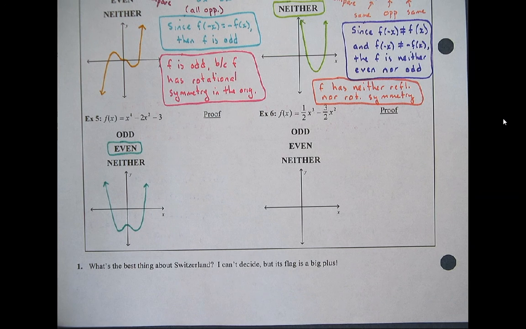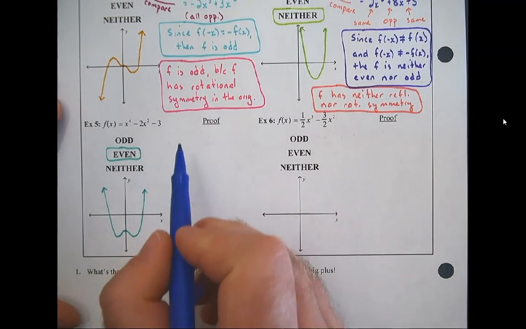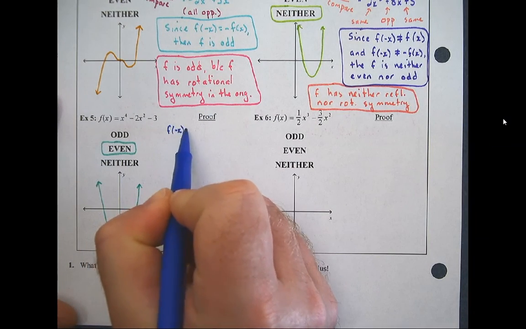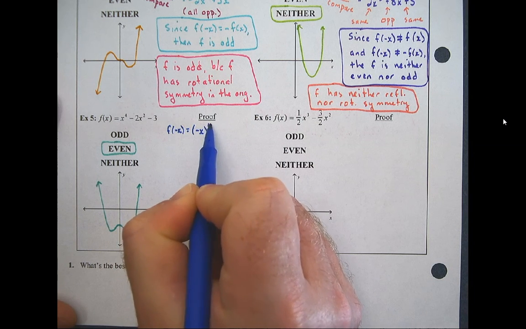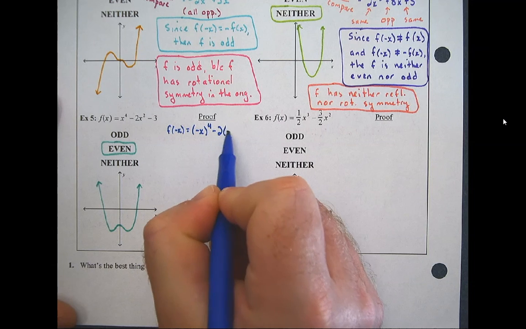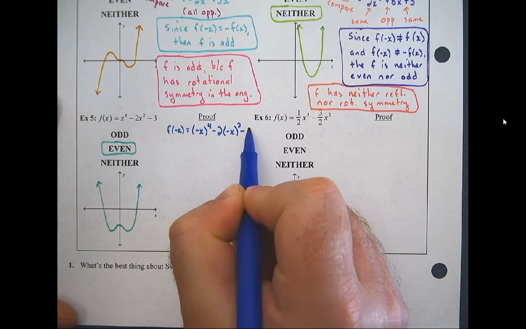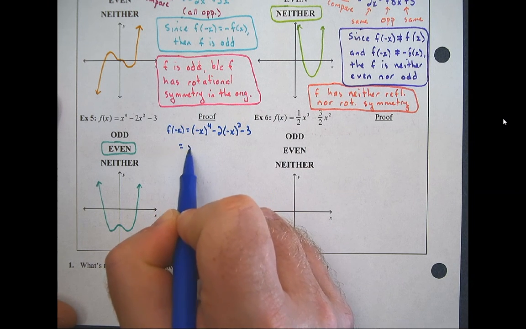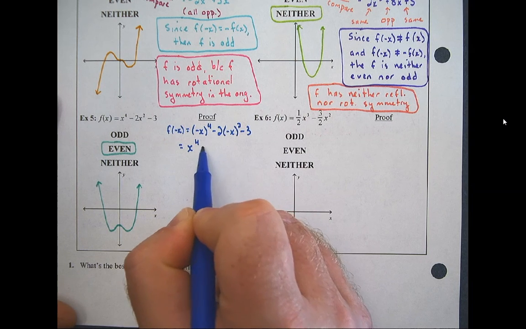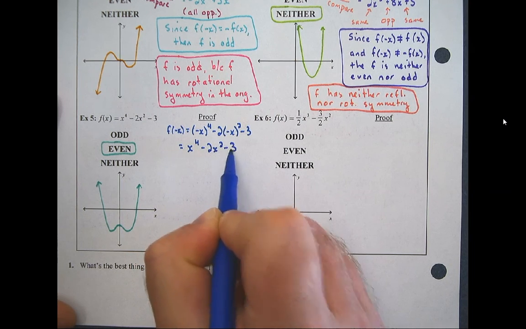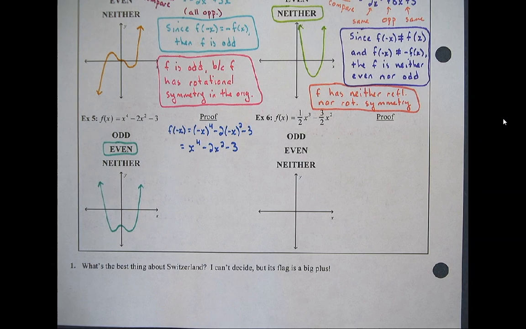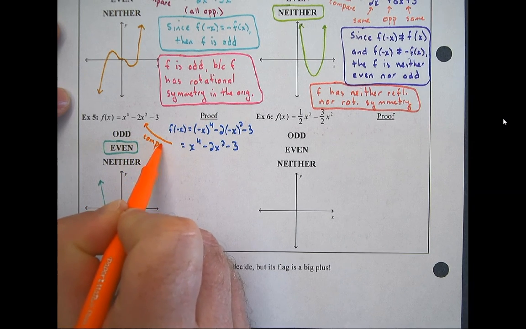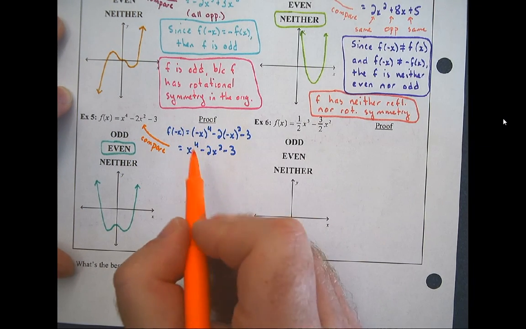Let's do our two arguments. Start with my algebraic proof. F of negative x equals negative x to the fourth minus 2 times negative x squared minus 3. I clean it up. That's going to fourth, that negative will make it positive. That's going to square, that negative will make it positive, so that stays negative. Now don't forget, we need to compare back to the original. And we notice that everything stayed the same.